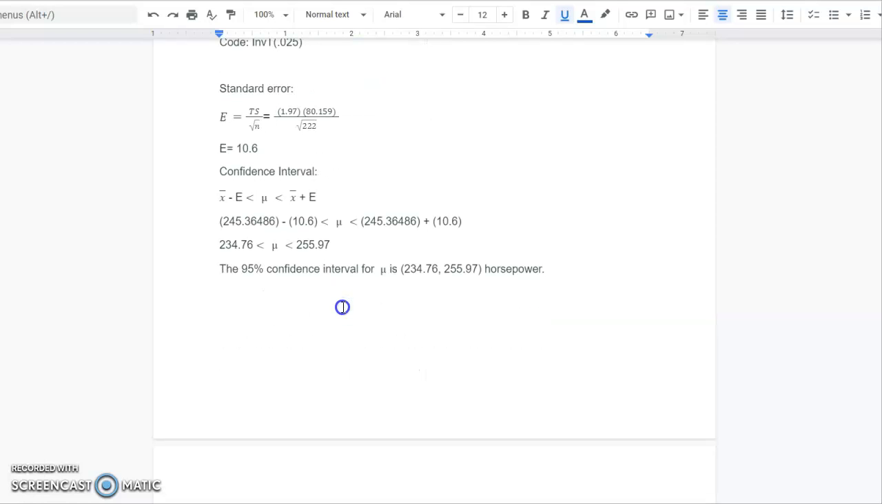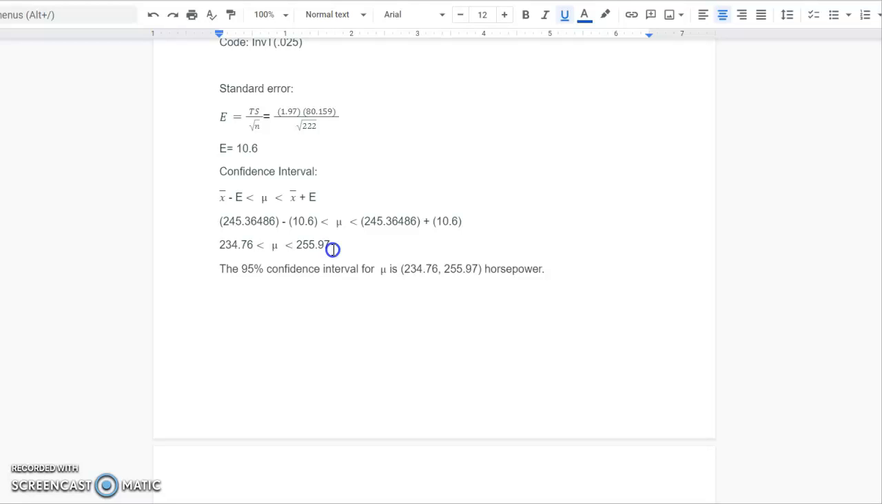Therefore, our confidence interval is x bar minus e is less than mu, which is the population mean, which is less than x bar plus e. Therefore, on the lower end, mu is greater than 245.36486 minus 10.6, which equals 234.76. And on the upper end, mu is less than 245.36486 plus 10.6, which equals 255.97. Therefore, mu is bracketed by 234.76 on the lower end and 255.97 on the upper end.